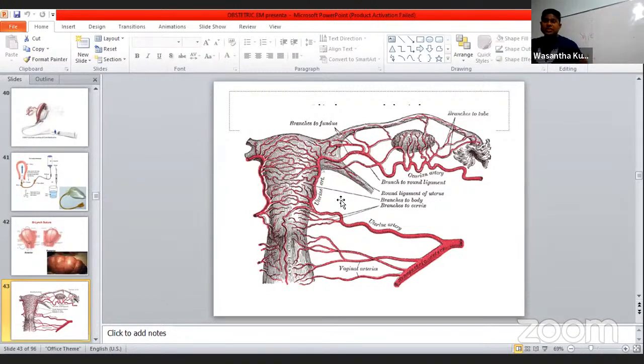What is the management? You go by airway, breathing, circulation. Resuscitate the patient, start drugs, uterine massaging, bimanual compression, condom catheter insertion, laparotomy and B-Lynch, systematic devascularization, that is uterine artery and internal iliac artery ligation, and failing all, you go for hysterectomy. This is if you want to really preserve the fertility.